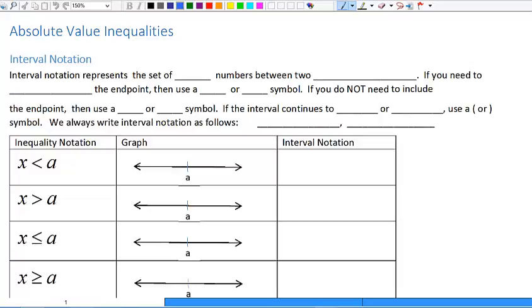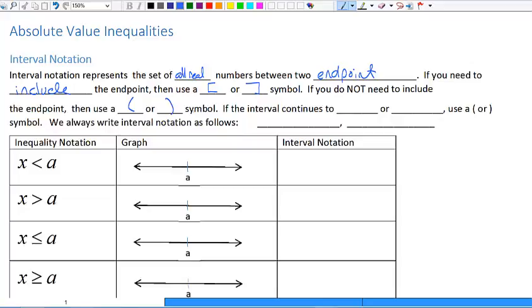Today's lesson is on absolute value inequalities. So we want to review interval notation, which represents the set of all real numbers between two endpoints. If you need to include the endpoint, then use a bracket. If you do not need to include the endpoint, then use a parenthesis.